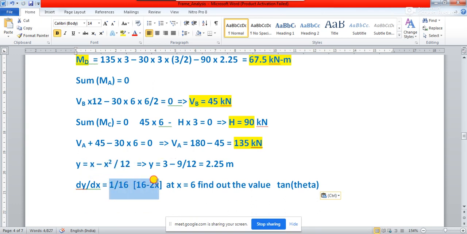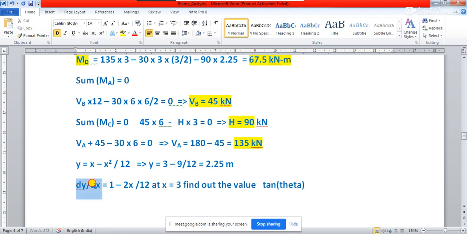So what will be your dy dx? Dy dx of x is 1, right? And what will be dy dx of x square by 12? Dy dx of x square by 12 is going to be 2x upon 12. In the previous problem, the distance where you were asked to find was 6 meter. In this case it is 3 meter. So you find at x equal to 3 the value of dy dx, and this dy dx is nothing but your tan theta, right? So dy dx is equal to tan theta.